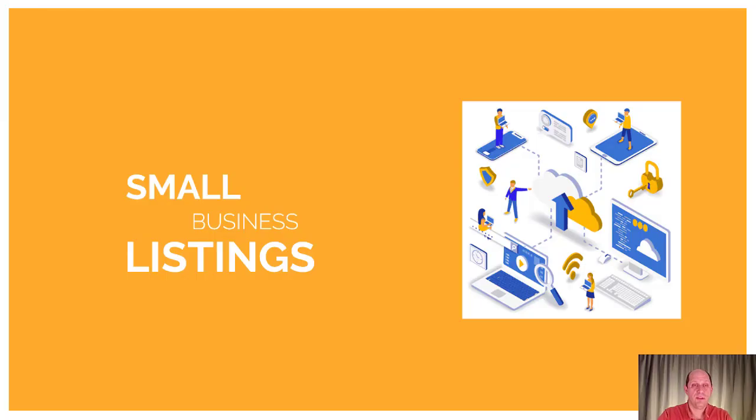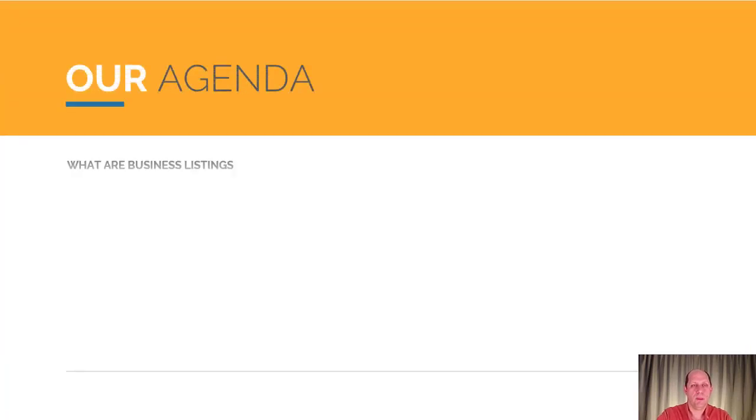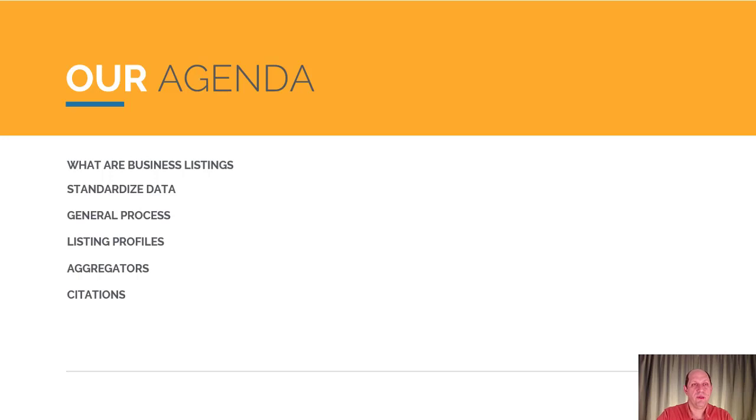This video will go over the digital marketing concept of small business listings. Our agenda for this video is to first discuss what are business listings, then go through the process of standardizing your data. We'll then look at the general process of a business listing. We'll go over a number of actual listing profiles. We'll then talk about the concept of aggregators, and finally we'll end on the concept of citations.